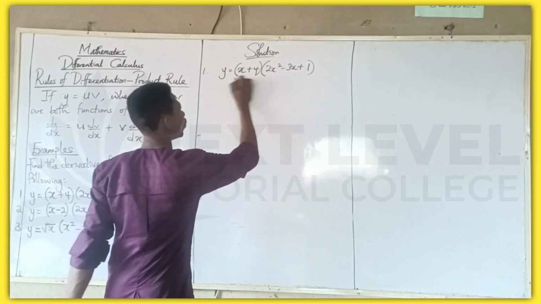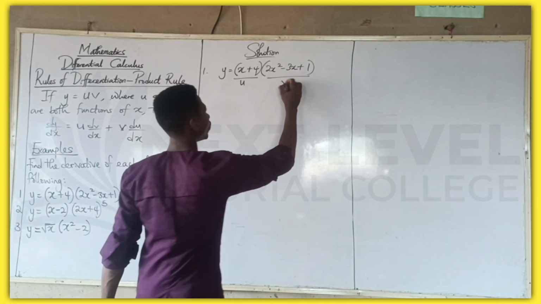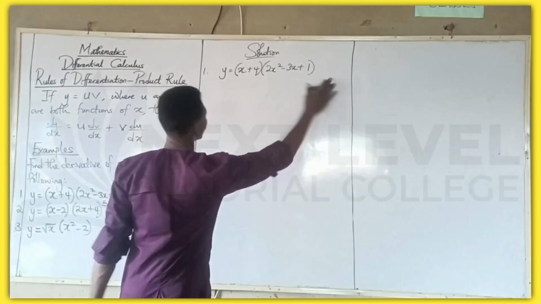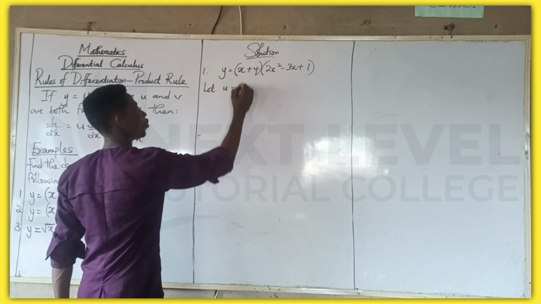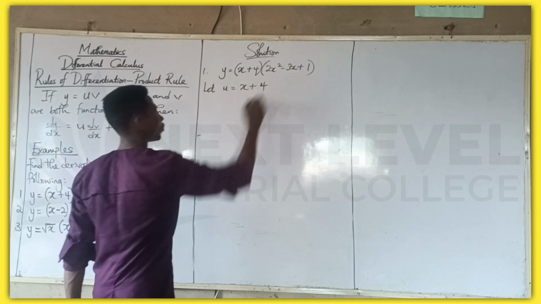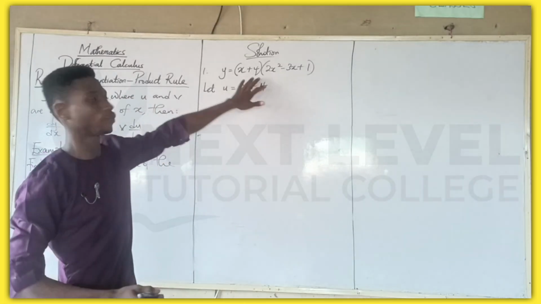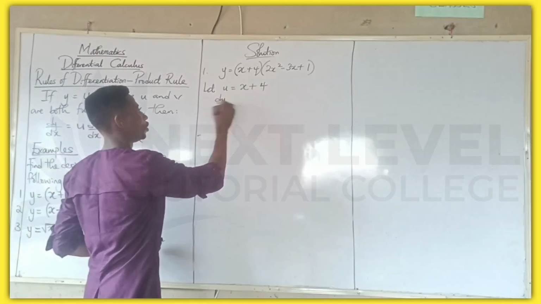So the first one will be u, and the second one will be v. I'm going to do that by saying let u be equal to x plus 4. So let u be this first function. Then we'll now differentiate it. That will be du/dx.